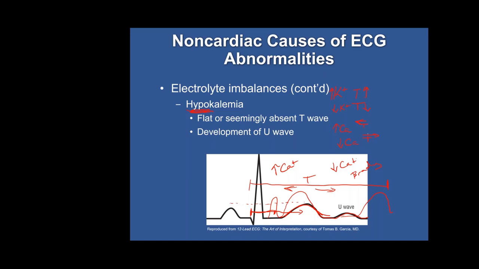Then potassium also has that potential to start widening out your QRS complex. Other things will show up as well. But initially, at least, you can say, okay, T wave gets bigger, T wave gets smaller, T wave gets closer, T wave gets further out. And that can hopefully help simplify stuff a little bit for you.